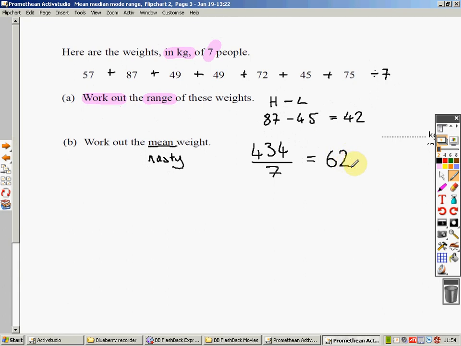And it was kilograms. And now a simple mental check really. Does 62 seem like a reasonable number? Well, I've got everything from 45 up to 87. 62 is around about in the middle of that gap, so I think I'm probably right. I'm happy with that as my answer. 62 kilograms. There we go.